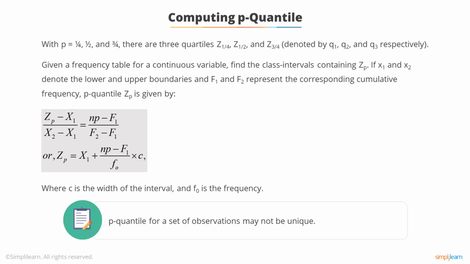Now, given a frequency table for a continuous variable, find the class interval containing z sub p. If x sub 1 and x sub 2 denote the lower and upper boundaries, and f1 and f2 represent the corresponding cumulative frequencies, then the p quantile z sub p is given by (z sub p minus x1) divided by (x2 minus x1), which is equal to (np minus f1) over (f2 minus f1). Or in other words, z sub p equals x1 plus (np minus f1) all over f sub 0 times c, where c is the width of the interval and f sub 0 is the frequency. And note the p quantiles for a set of observations may not be unique.